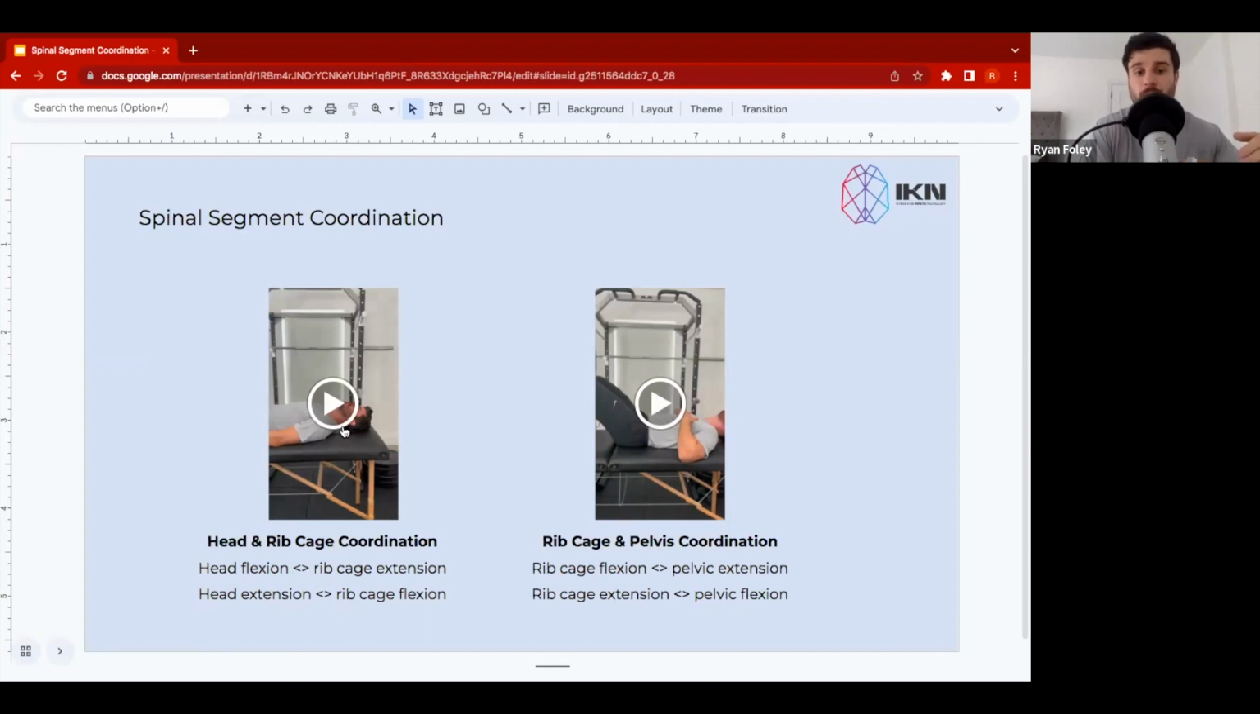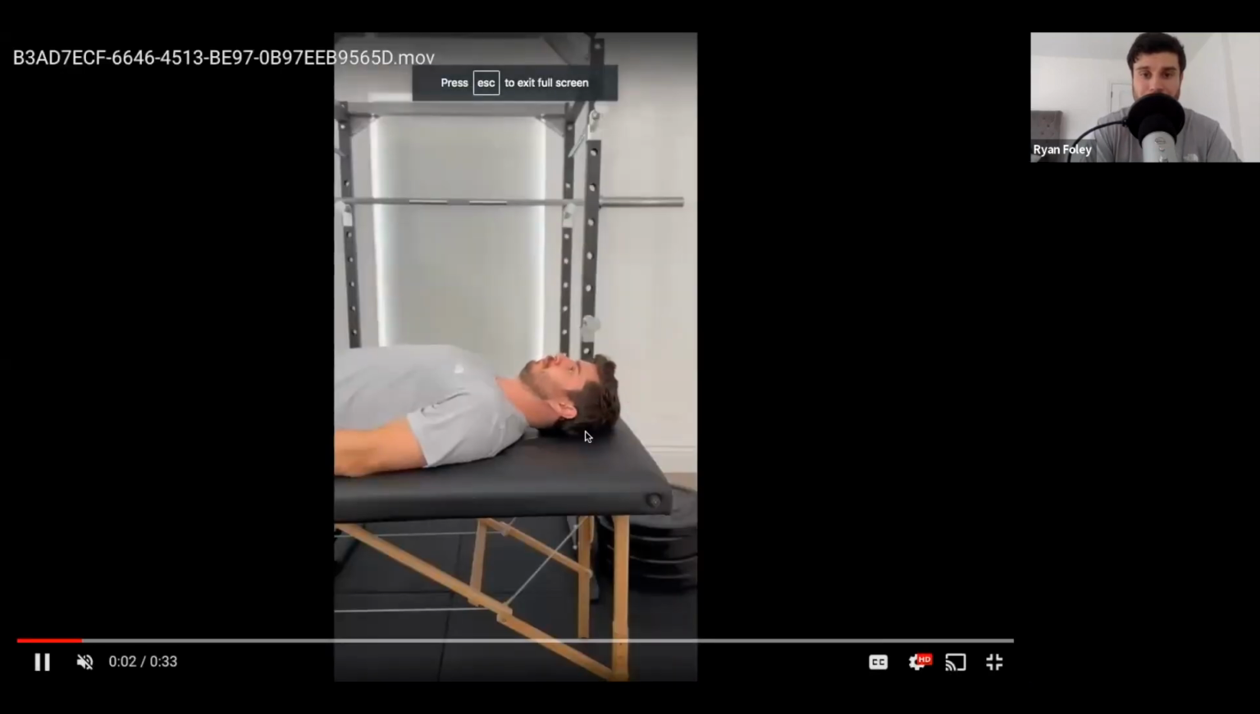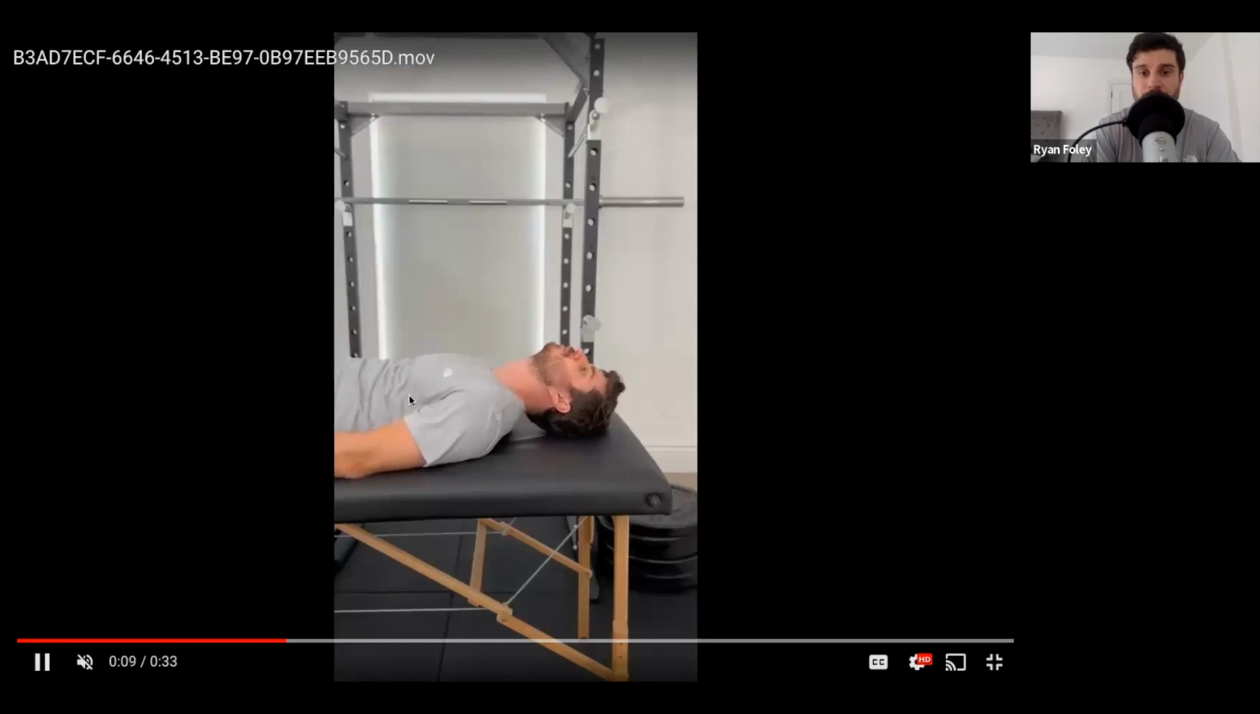Okay. The rib cage and head will have to express this coordinated behavior in supine to keep the head in contact with the table. So you're going to see that here in this video. As the head flexes, you're naturally going to see this extension of the rib cage. As the head extends, you're naturally going to see this flexion of the rib cage. One of the key reasons for this is because as the rib cage flexes, it's going to flex the lower cervical spine. So in order to keep the occiput on the table, the head will naturally have to extend to maintain that. Otherwise, the head will just come off the table.